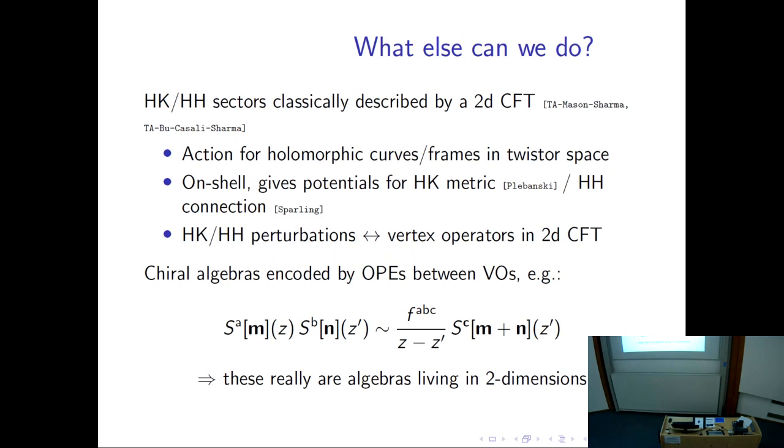Okay, so there's also a sort of dynamical story here where we can get these algebras from honest to God two-dimensional conformal field theories. There's this fact that the hyperkähler and hyperholomorphic sectors are described classically by classical two-dimensional conformal field theories, and then these chiral algebras are just encoded by operator product expansions in these CFTs. But the upshot of this is not for you to take away any kind of technical details, but more to emphasize that these really are algebras living in 2 dimensions on a Riemann surface.